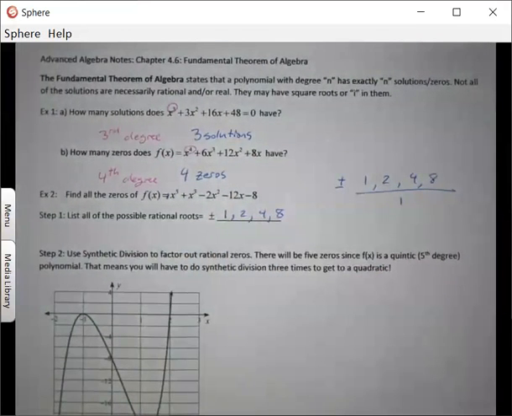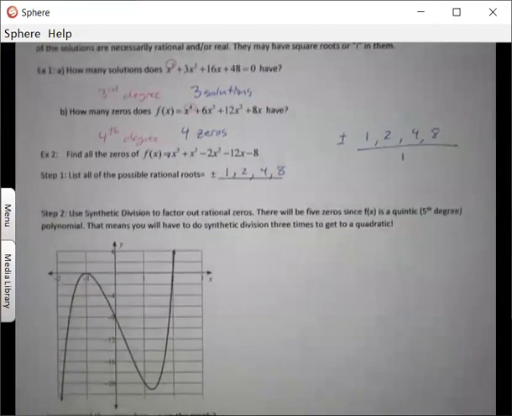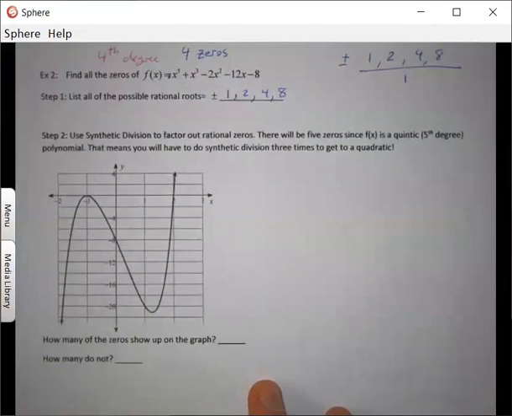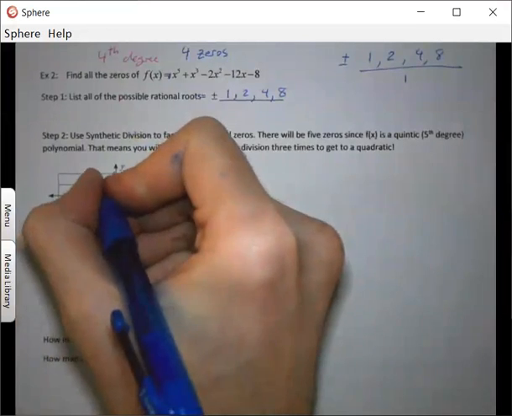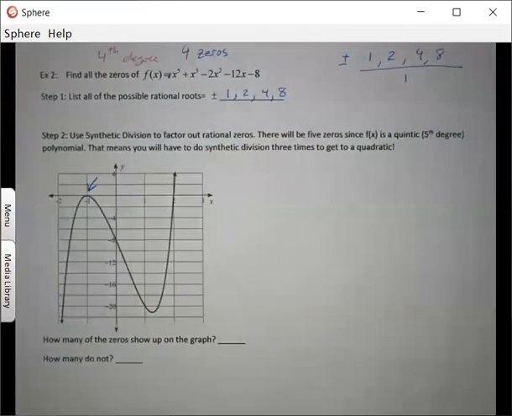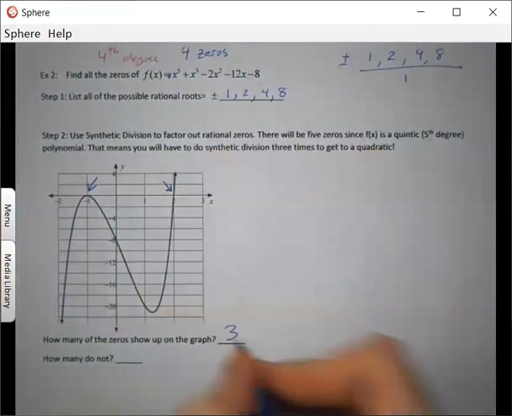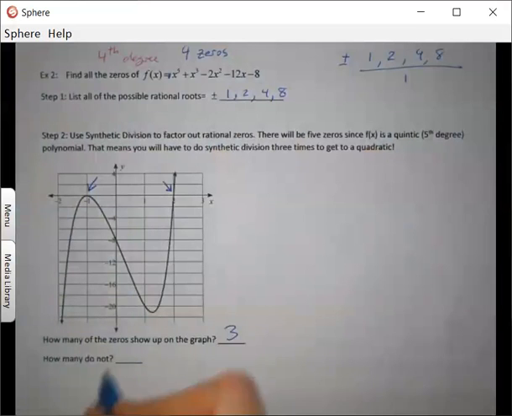Now, like you've done before, we can go through and start testing. We're going to use the graph of this to give us a little bit of help. So here's the graph of our function in example 2. I want to see how many of the zeros show up on the graph. Remember, when we have a bounce, that counts as a double root. And then we can see a single root there. So we can actually see 3 of our roots. That leaves 2 roots we can't see, 2 that we need to find.